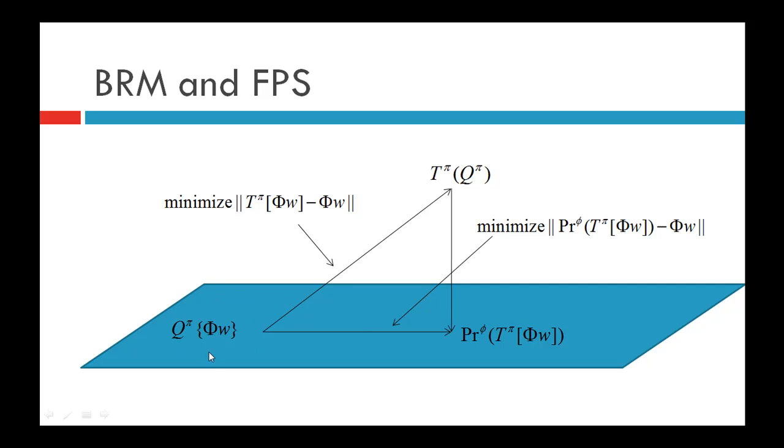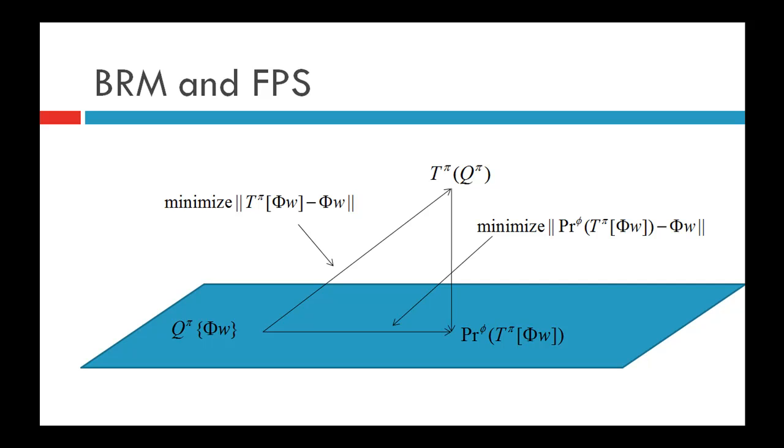So minimizing the norm of the difference of these two components gives the fixed point solution, and minimizing the norm of the difference of these two components gives the Bellman residual minimization. So BRM minimizes the hypotenuse of the triangle, and the fixed point solution minimizes the base of the triangle. So these two different methods minimize different sides of a triangle.